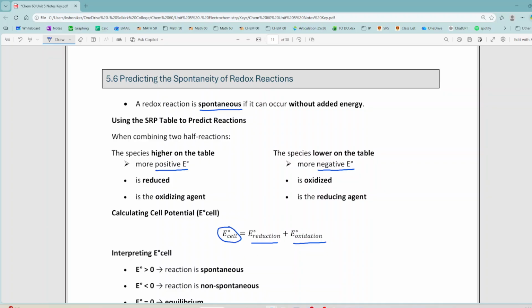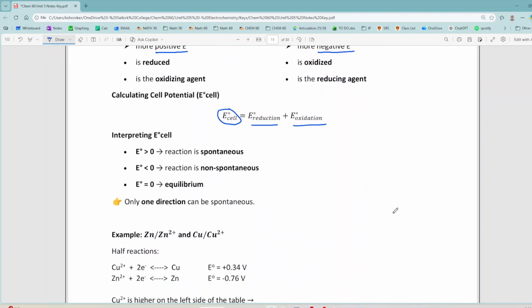And then to interpret this cell potential, if it is greater than 0, the reaction will be spontaneous. If it's less than 0, it is not spontaneous. You would have to apply a voltage to make it occur. And if it was 0, then it's at equilibrium. Now, only one direction will be spontaneous, and that'll make more sense as we do some.